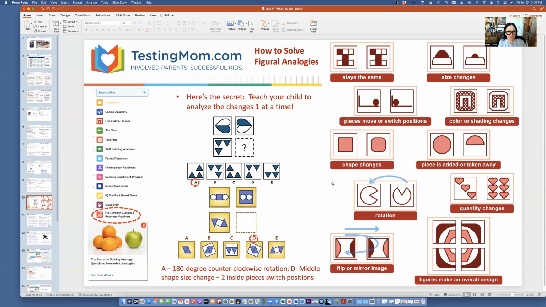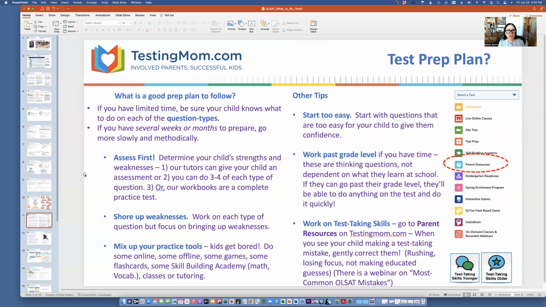And this is what they're teaching your kids when they're working with kids in the tutoring one-to-one, or even when we do small group classes, and this is what they teach in the small group classes. So now I want to go over some very common questions that people ask us. The first being, well, what's a good prep plan to follow?